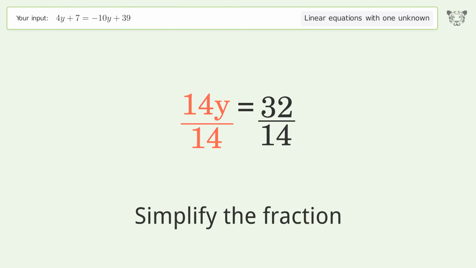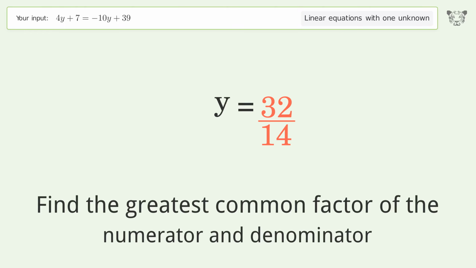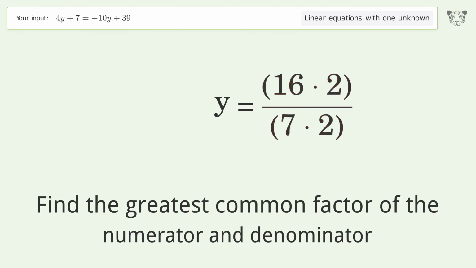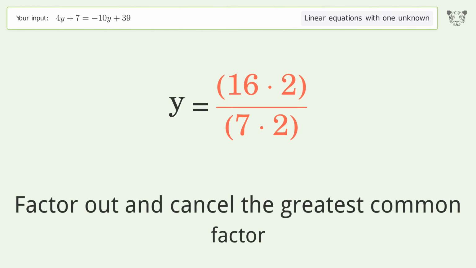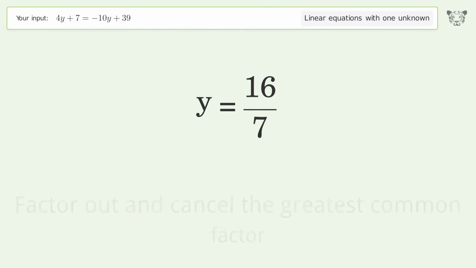Simplify the fraction. Find the greatest common factor of the numerator and denominator. Factor out and cancel the greatest common factor. And so the final result is y=16/7.